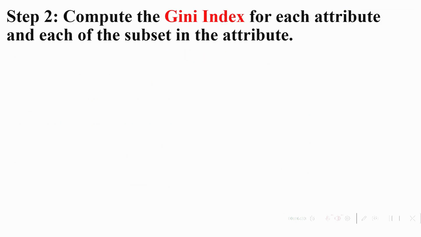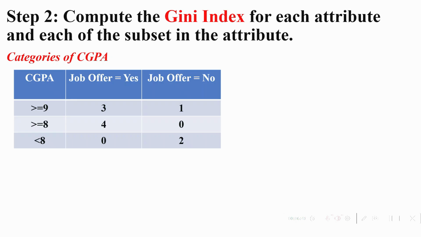Here we are going to compute the Gini index for each attribute and for each subset in the attribute. We have 4 attributes. The first attribute is CGPA. For the CGPA, this is the data we collected from the previous step.